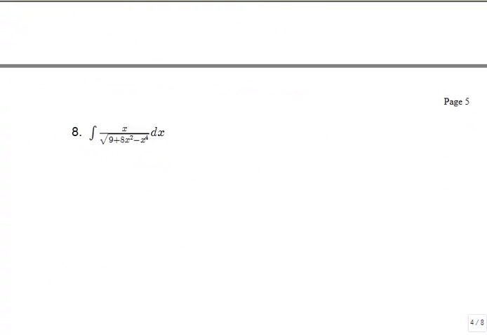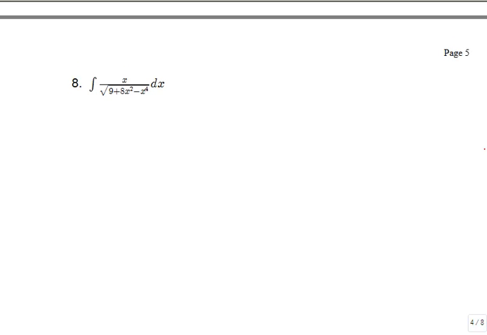All right, let's try another one like this. So this integral is the integral of x over the square root of 9 plus 8x squared minus x to the 4th dx. So this time we do have that square root in there.